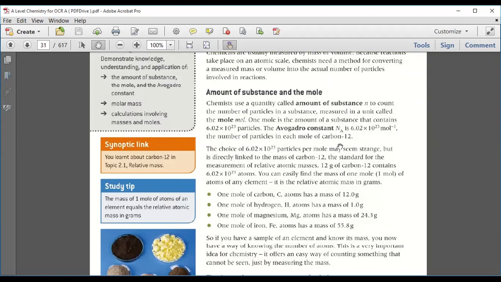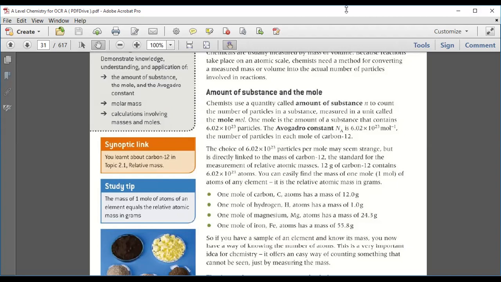Now, the choice of 6.02 × 10^23 particles per mole may seem strange, but it is directly linked to the mass of carbon-12. The standard of the measurement is related to the atomic mass. So all these things are interrelated. Got it? 12 gram of carbon-12 contains 6.02 × 10^23 atoms, and you can easily find the mass of 1 mole of the atom of any element. It is relevant to atomic mass in gram.